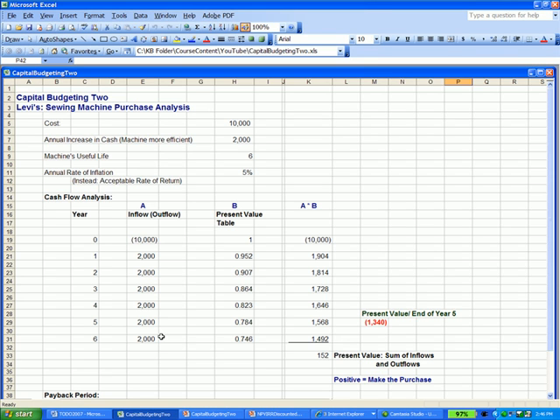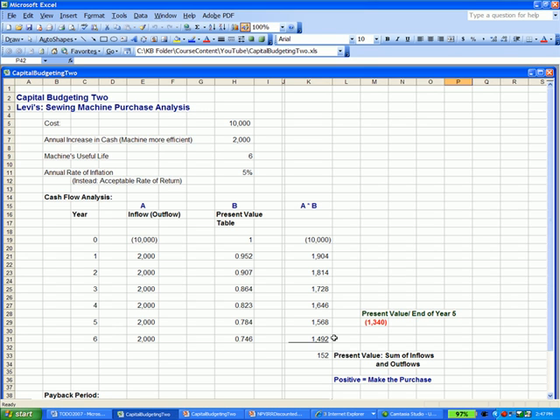As we defined inflation in the first video, dollars in the future do not have the same value as dollars today. So we need to discount or adjust for that 5% annual inflation rate. So the $2,000 received in year 1, when we use the present value table, is $1,904. The dollars we receive in year 6 are only worth $1,492 today.